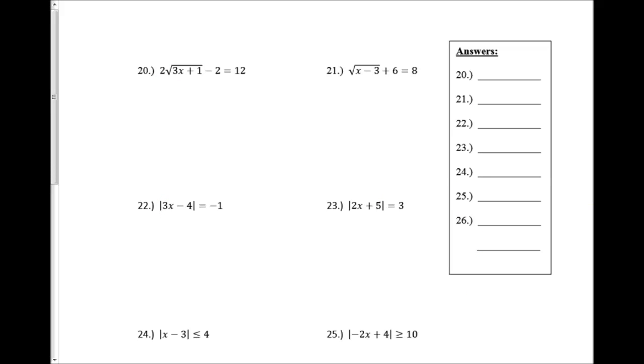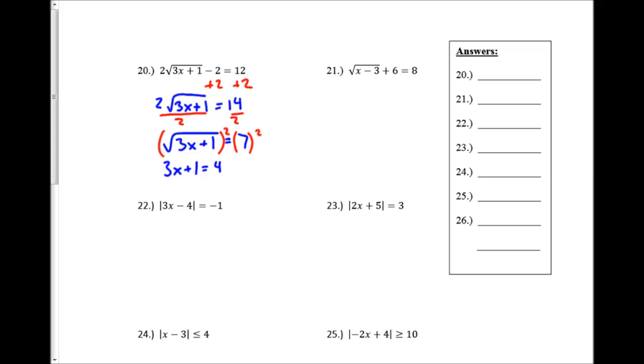In number 20, again, I've got to isolate the radical first. So I'm going to add the 2 to each side. I'm undoing the addition and subtraction. And then I would divide each side by the 2. I've got to get that radical by itself. I undo the multiplication. Now I can undo the root. To undo a square root, I have to square each side. So I raise each side to the second power. So I end up with 3x plus 1 equals 49.